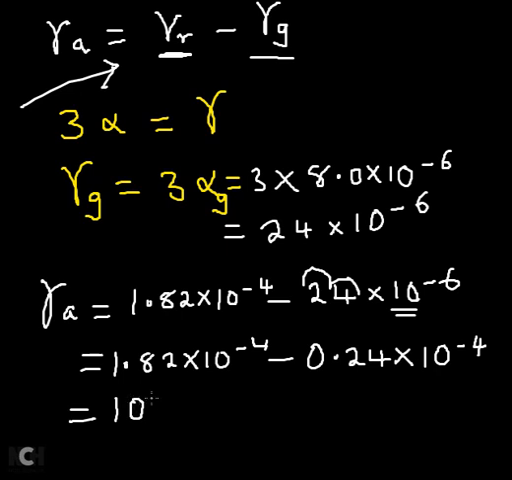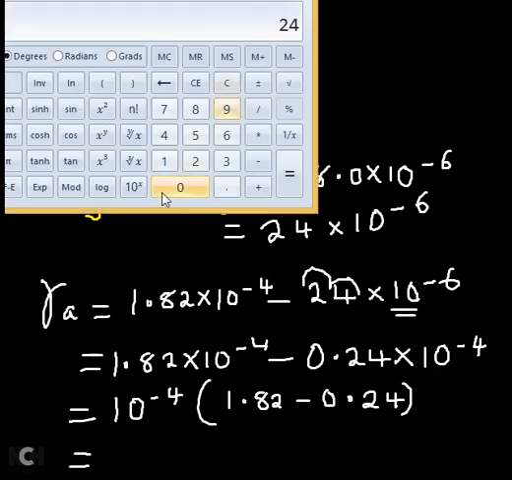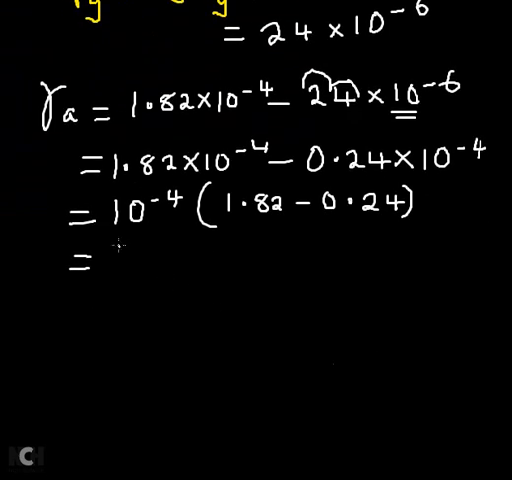By so doing, I can now factorize. Since I now have 10 raised to the power minus 4 as a common factor, I open a bracket. I'm going to have 1.82 minus 0.24. We can now evaluate that. Now let's get a calculator. This is going to be equal to 1.82 minus 0.24. That's 1.58. So invariably now the apparent expansivity is going to be 1.58 times 10 raised to the power of minus 4, per Kelvin. So as simple as that.